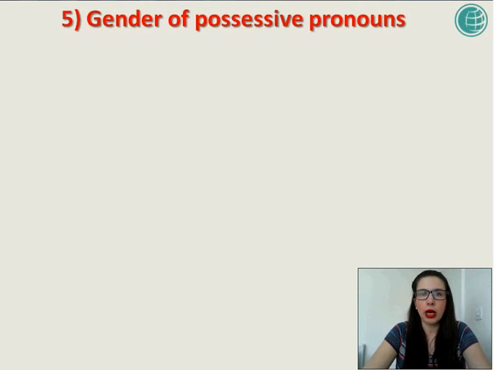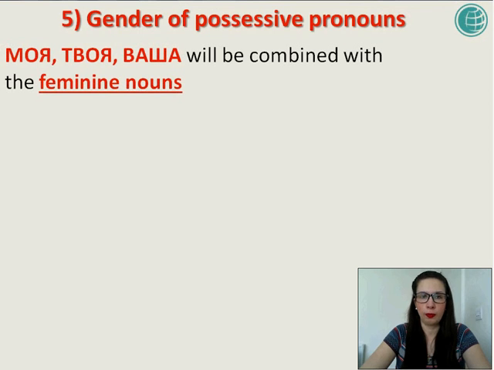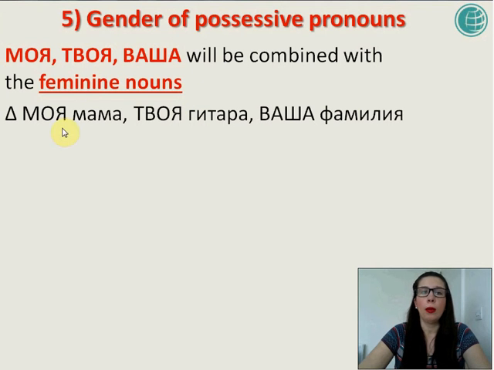We know just 3 pronouns for now. Твой, which means your, мой, which means my, and ваш, which also means your, but in a more formal way. And these pronouns will have 3 gender forms. Моя, твоя, ваша, these are feminine forms of the pronouns. And they will combine with the feminine nouns, of course. Моя мама, my mother. Твоя гитара, your guitar. Ваша фамилия, your surname.